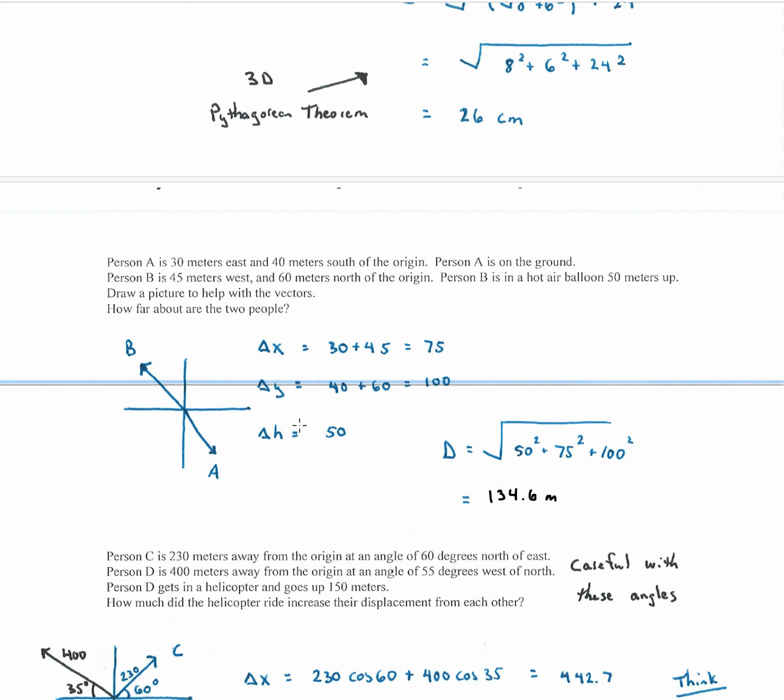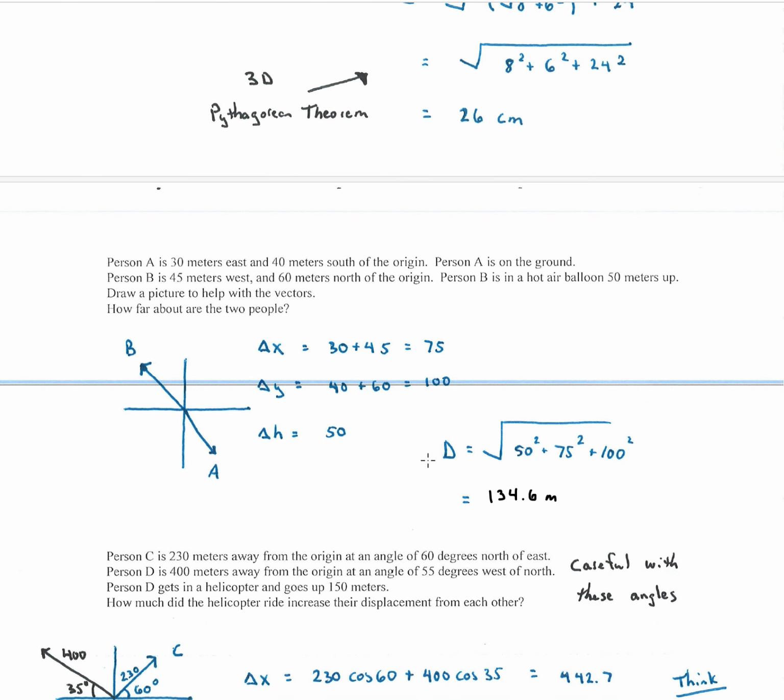Just think about their x's. One is 30 right, and the other is 45 left. The difference between those would be 30 minus 45, which would really be 30 plus 45, and they're 75 meters away. Vertically, same thing. It's like a 60 minus a minus 40, or a negative 40 minus a 60. Doesn't matter. Either way, you're going to get a net of 100. They are 100 vertically away, 75 horizontally away, and then 50 height-wise because A is on the ground and B is in the air. So really, you have all three dimensions.